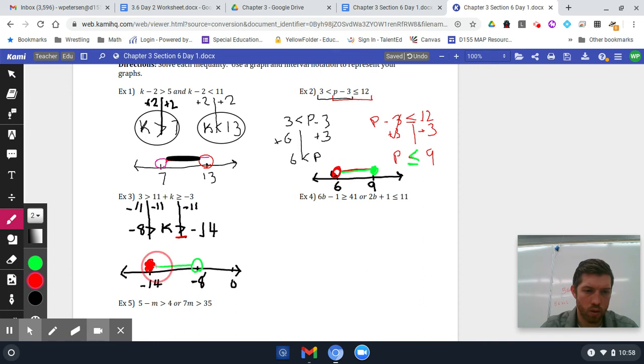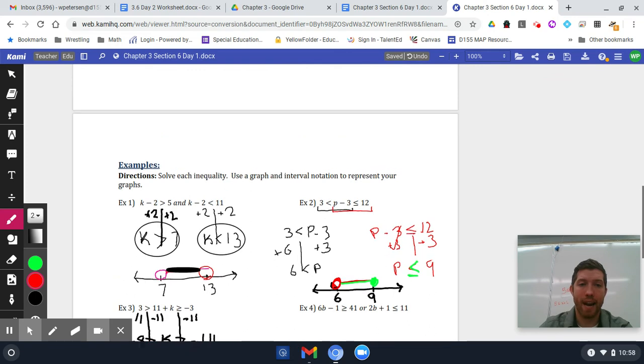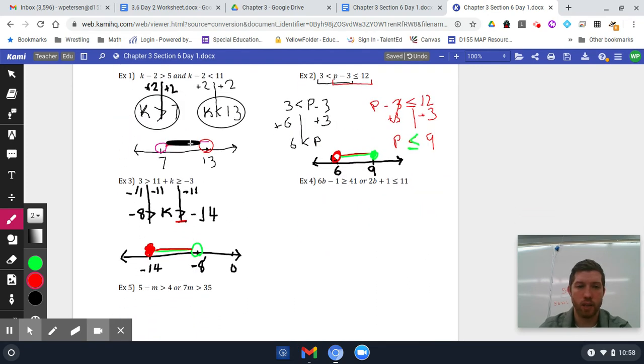And that is going towards my right. So that is my graph. Any number between those two will make this statement true. All right, there we go. Those are and statements. And statements, so let's highlight in, highlight in, highlight in.